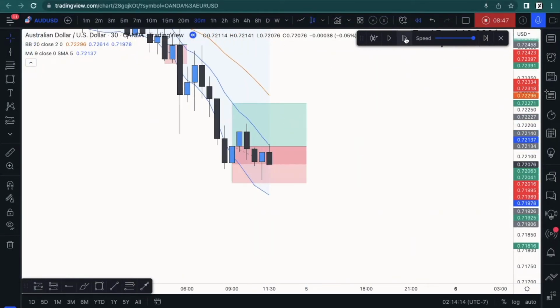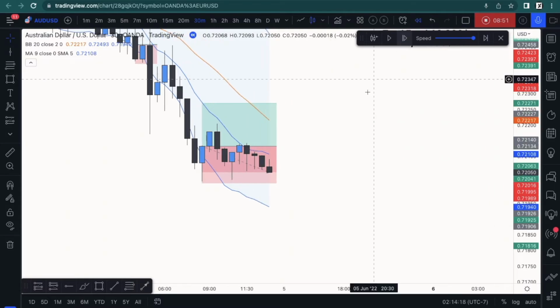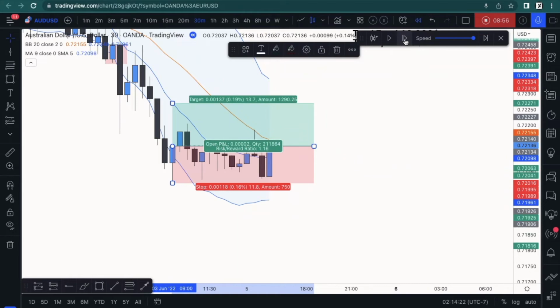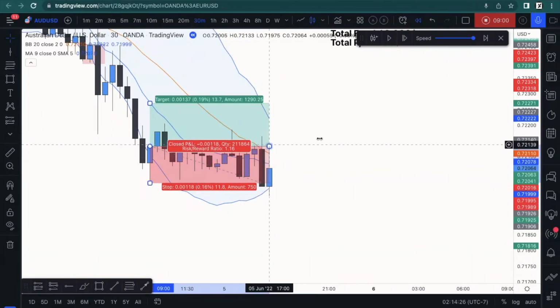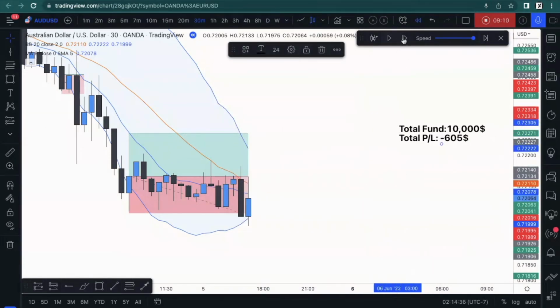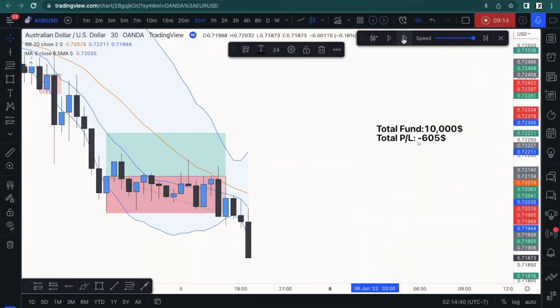And it nearly hit our stop loss there. Okay, price hit stop loss again, so that's another loss for the strategy. So that's $605 total loss in this strategy. Okay, so let's wait for another setup.